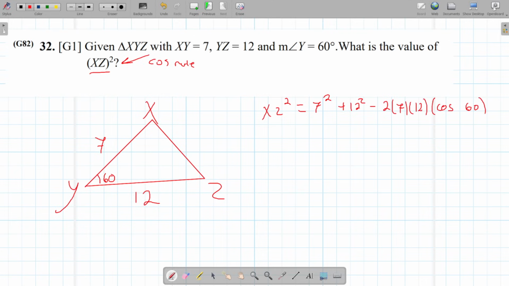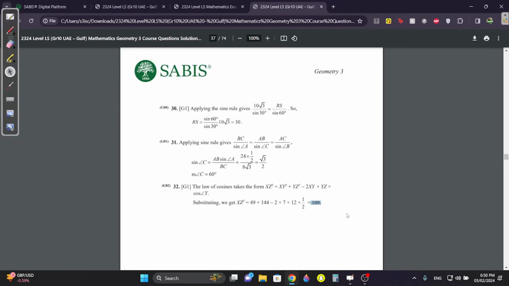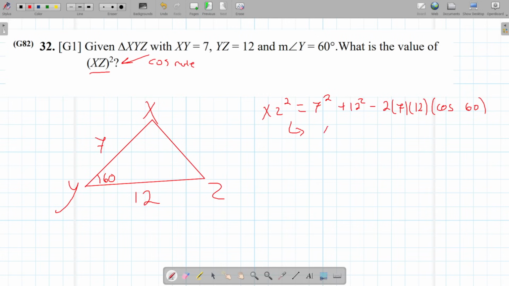Okay, do this in a calculator. I'm just going to check the answer because the calculator isn't beside me. 109. Yeah, 109. I get XZ squared is 109. If they ask for XZ, obviously XZ would be radical 109. Okay, but they just want it squared, so I keep it like this.